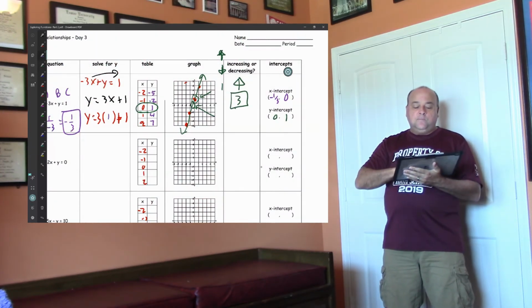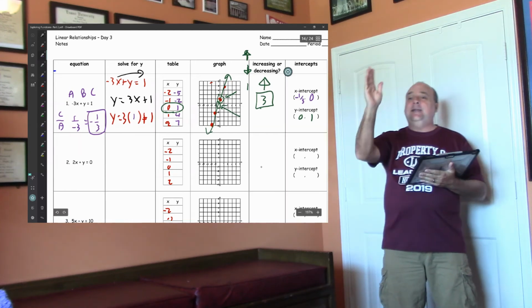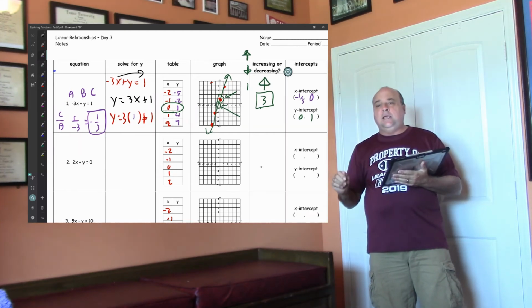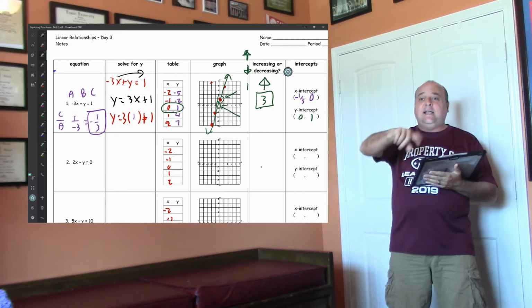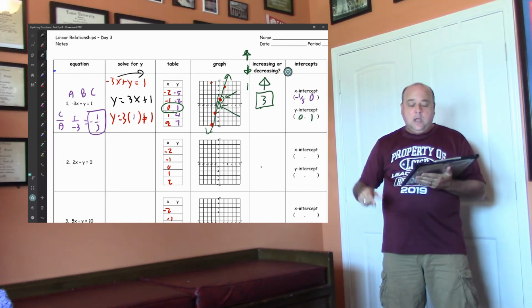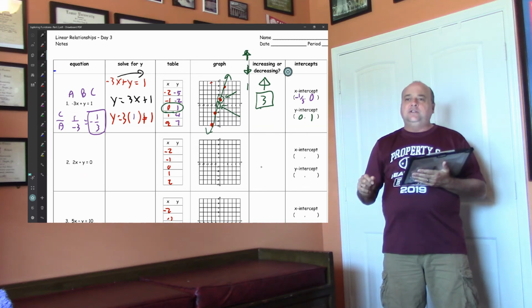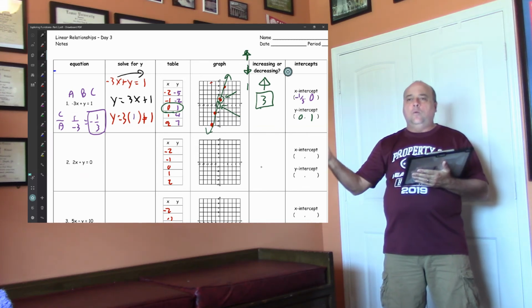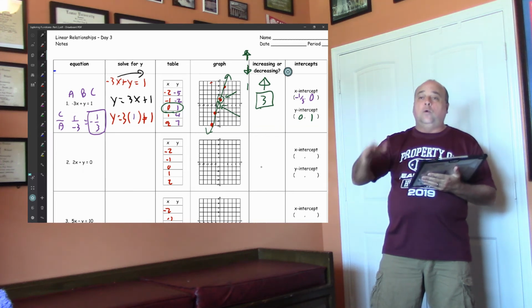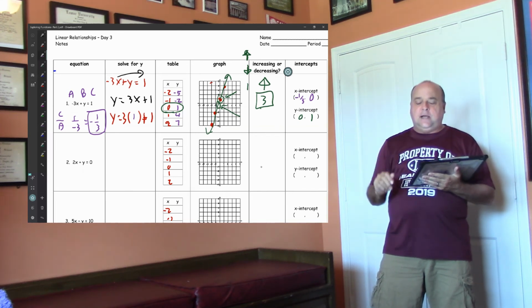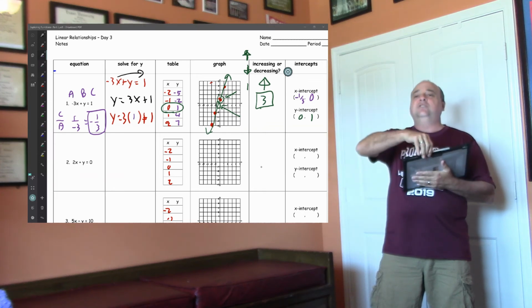So step 1, solve the equation for y, get it in y equals mx plus b. Then you replace negative 2, negative 1, 0, 1, and 2 in for the x and get your answers. Graph those ordered pairs, then write down the x-intercept and the y-intercept. If the line does not go through the x-axis at a grid point, do C over A to get your x-intercept. This has been a blast.